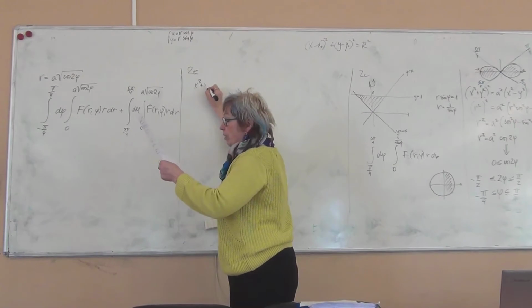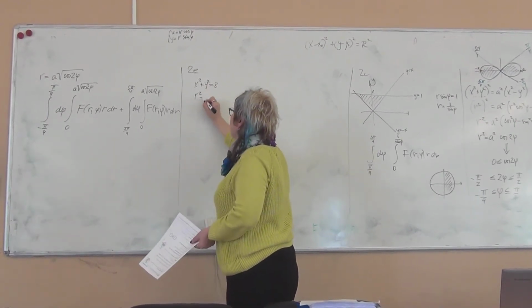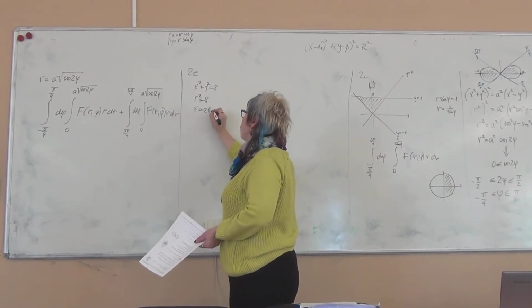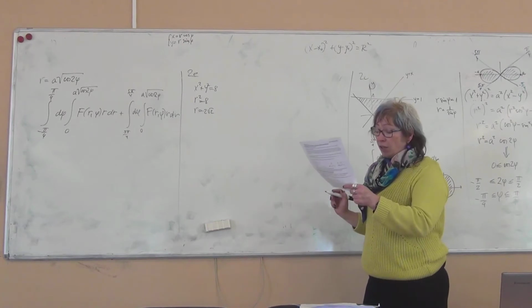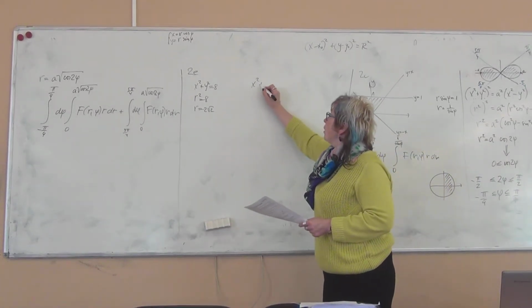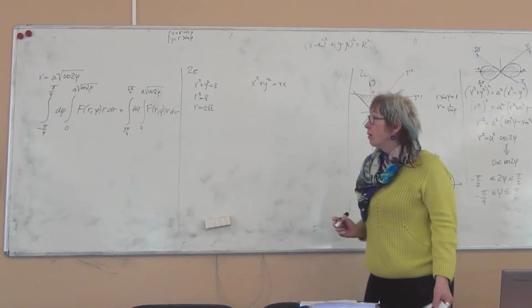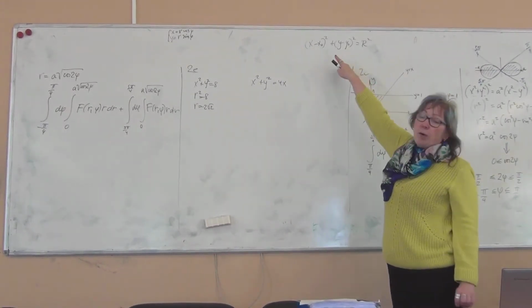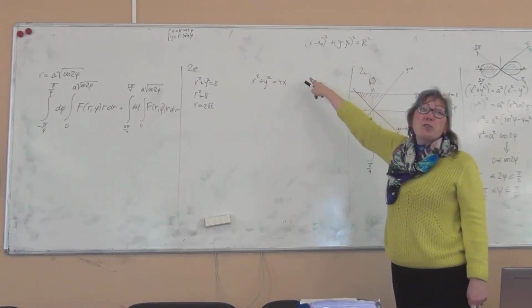x squared plus y squared equals 8. So that means r squared is 8 and r is 2 square roots of 2. And the second circle, x squared plus y squared equals 4x. Now, in this case, we have to transform it into this form. It must be a circle.